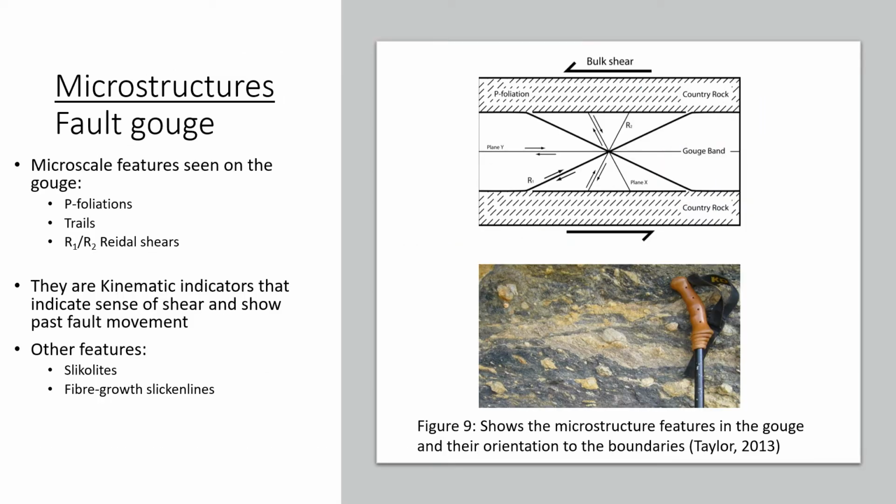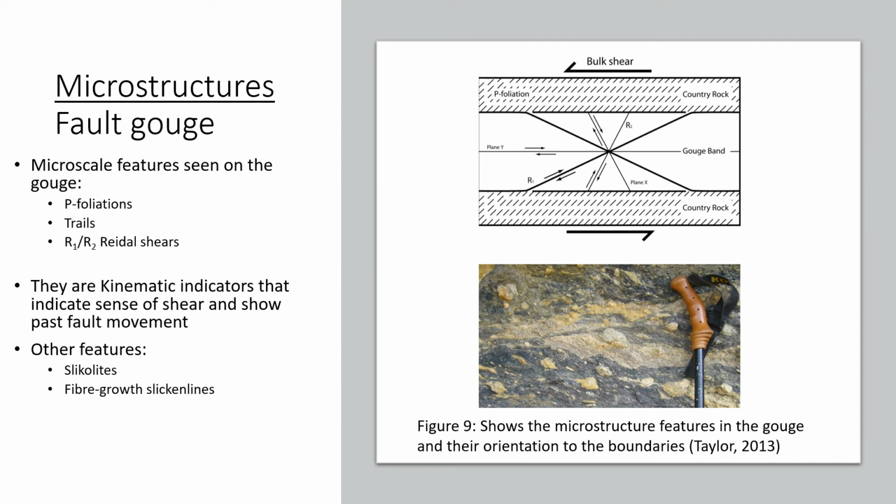Another feature seen at the microscale are trails. These occur when particles are transected by local slip surfaces and traversed by cracks. This enables the particles to flow in a ductile manner. Similar to P foliation and radial shears, they are kinematic indicators and give a sense of shear.